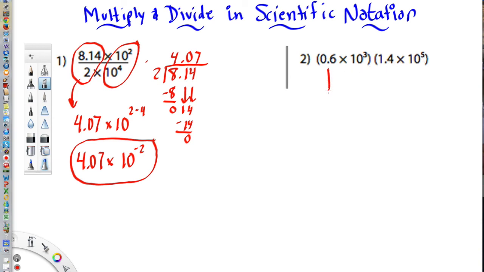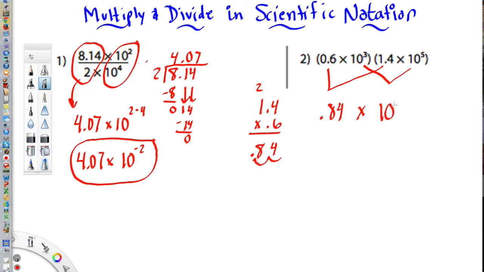Okay, but we can combine like terms. I've got 0.6 times 1.4. So I got 1.4 times 0.6. 6 times 4 is 24. Carry the 2. 6 times 1 is 6 plus the 2 is 8. And then I have 1, 2 decimal places. So I go 1, 2 over. So my answer is 0.84 times, and then my 10 to the third power times 10 to the fifth power is 10 to the 3 plus 5 power. So I get 0.84 times 10 to the 8th power.